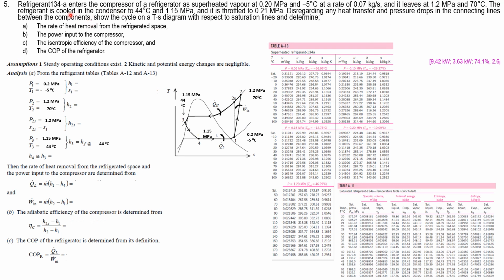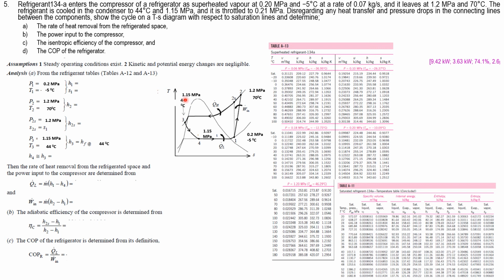Then the refrigerant is cooled in the condenser to 44 degrees C, right? So in the condenser, you need to reject this heat. So this is rejected in the condenser, right? So this is how you reject the heat in the condenser. So from 70, the temperature drops to 44 degrees C, right?